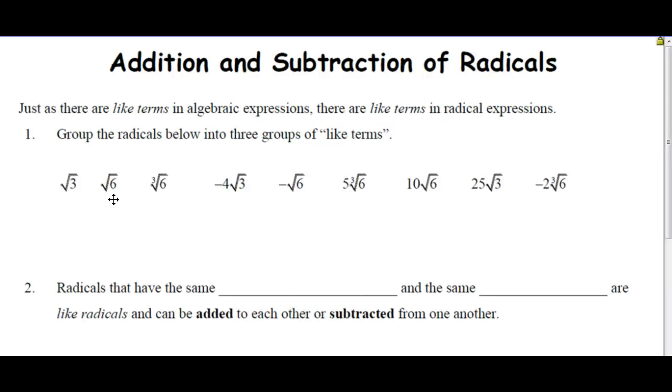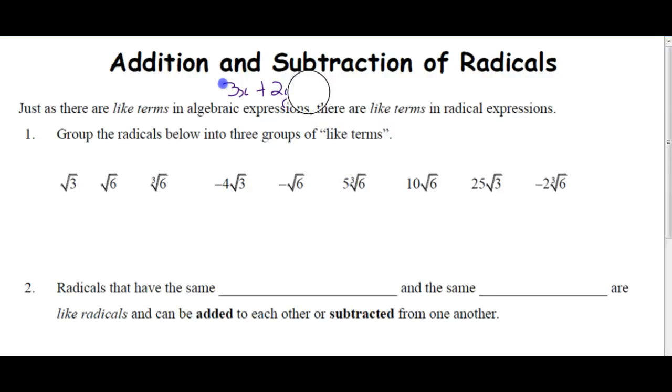Okay, addition and subtraction of radicals. Just like there are like terms in algebraic expressions, there are like terms in radical expressions. So like terms in algebra, you could think, what can I do with 3x plus 2y? Nothing. They're different terms, right? One has 3 x's, one has 2 y's.